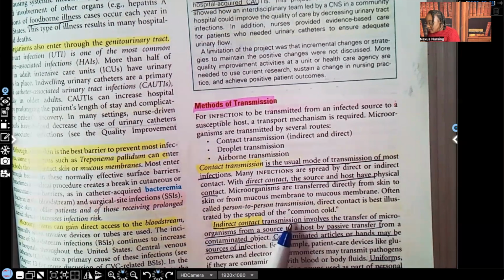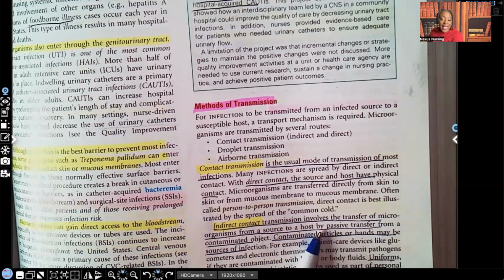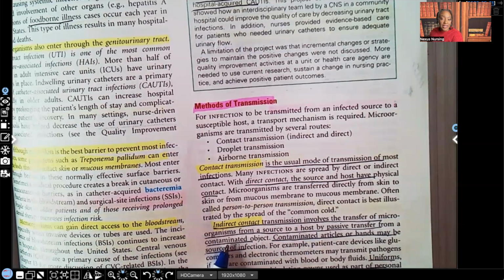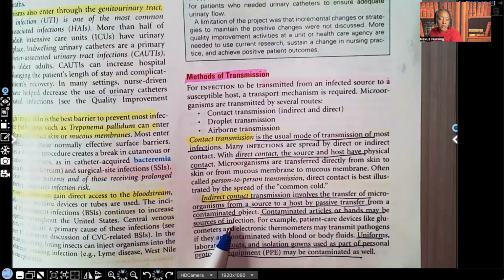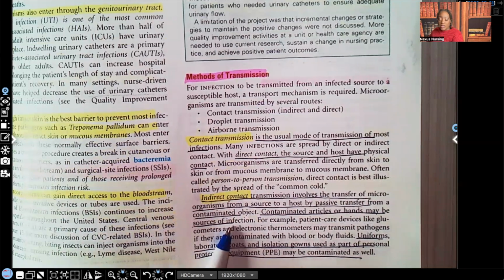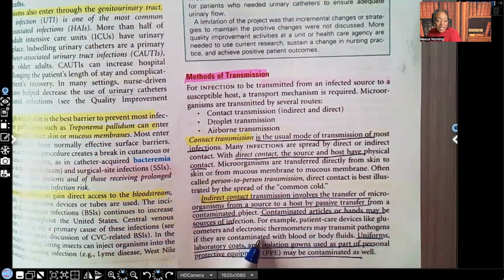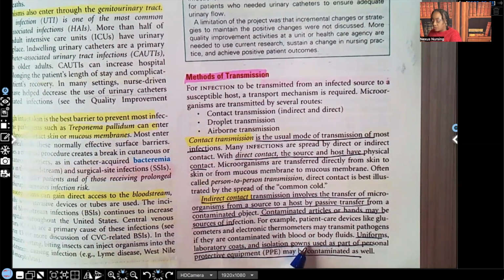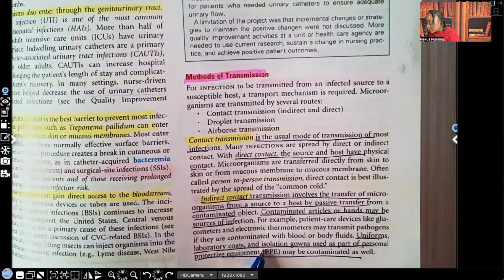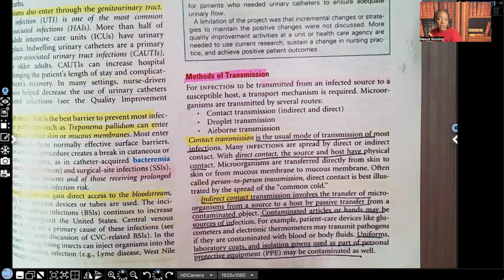Indirect contact transmission involves the transfer of microorganisms from a source to a host. Look at this, by passive transfer from a contaminated agent. Contaminated articles or hands may be the source of infection. And they give you an example. So for example, patient care devices such as a glucometer and electronic thermometers can transmit pathogens if they are contaminated with blood or body fluids. They weren't wiped down. Uniforms, laboratory coats, isolation gowns used as part of personal protective equipment can be contaminated as well. You see the difference?